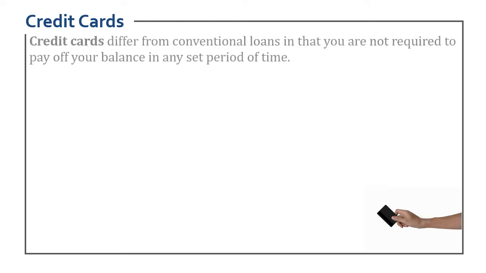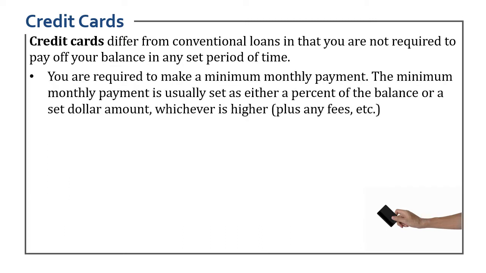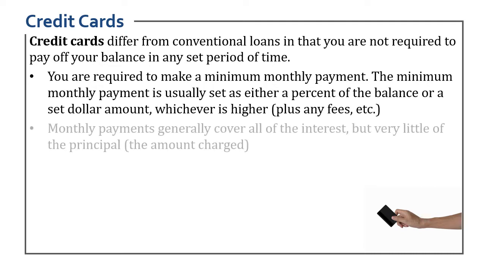Okay, now we're going to talk about a specific type of loan that's extremely common, and that's credit cards. So let's go through and kind of talk about these so we understand the different pieces of a credit card. So credit cards differ from conventional loans in that you are not required to pay off your balance in any set period of time. So you're required to make a minimum monthly payment. The minimum monthly payment is usually set as either a percent of the balance or a set dollar amount, whichever is higher, plus any fees, etc.